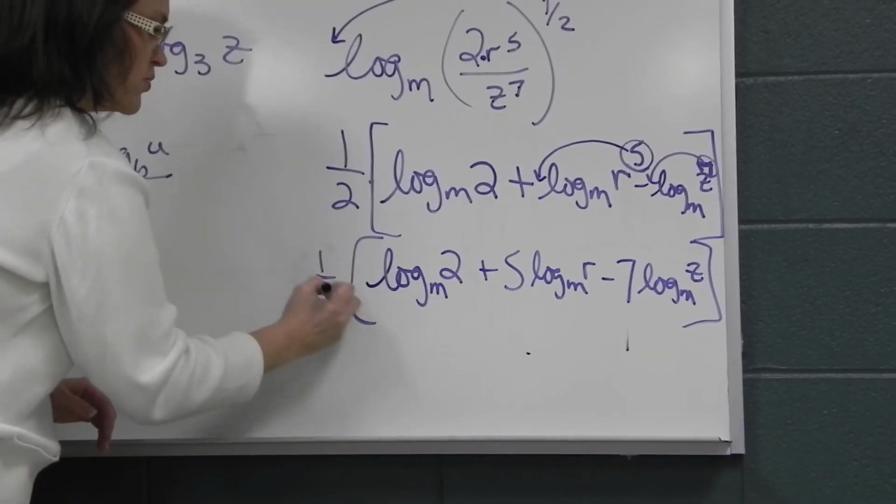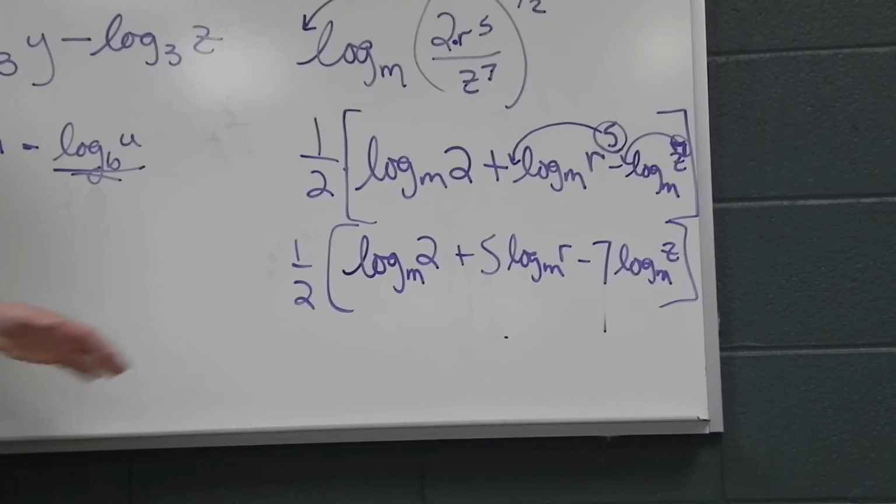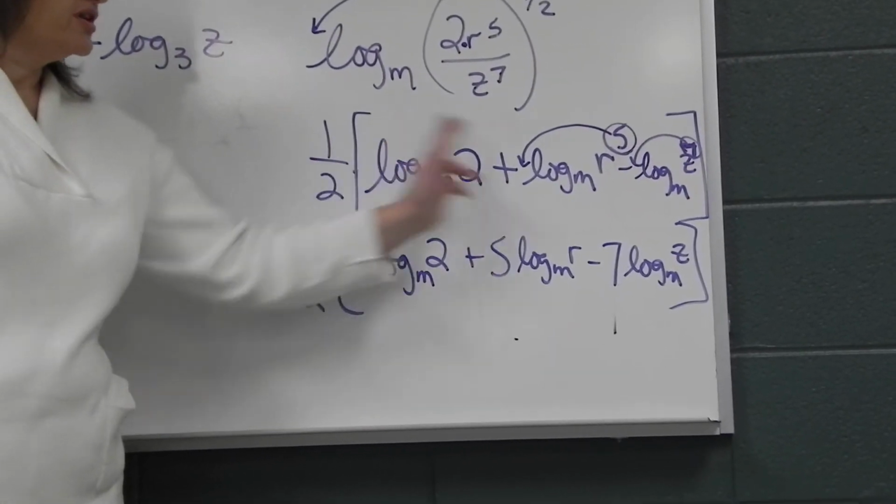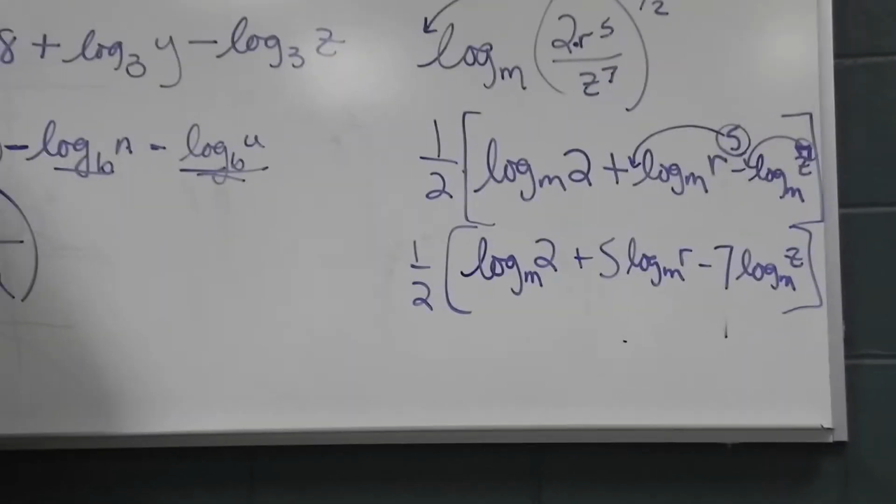And I think that's how your homework left it, but then another option would be the 1/2 then to be distributed in front of each of those terms. That would also be correct.